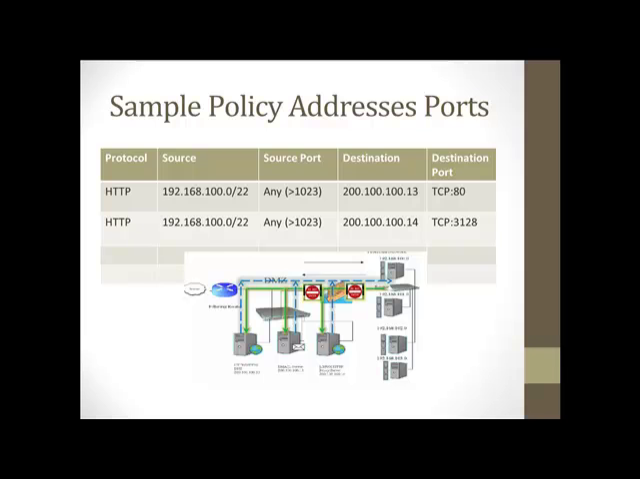Now we're going to address the ports and the IP addresses. So HTTP is, again, the protocol. The source is the 192.168.100.0 network with a 22-bit subnet mask. The source port any, or we could say greater than 1023, and the destination is now going to be the IP address of the resource that has, in this case, port 80, the web server on it. So it's going to be 200.100.100.13, and the destination port will be port 80, our HTTP port.